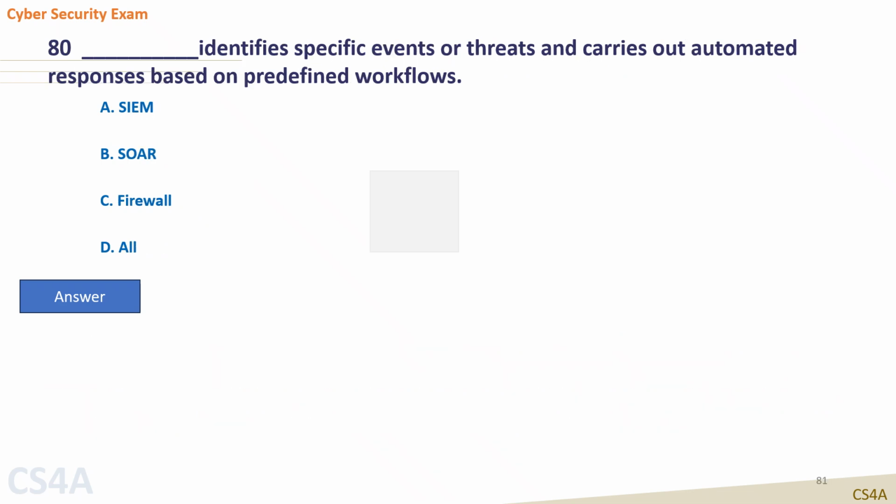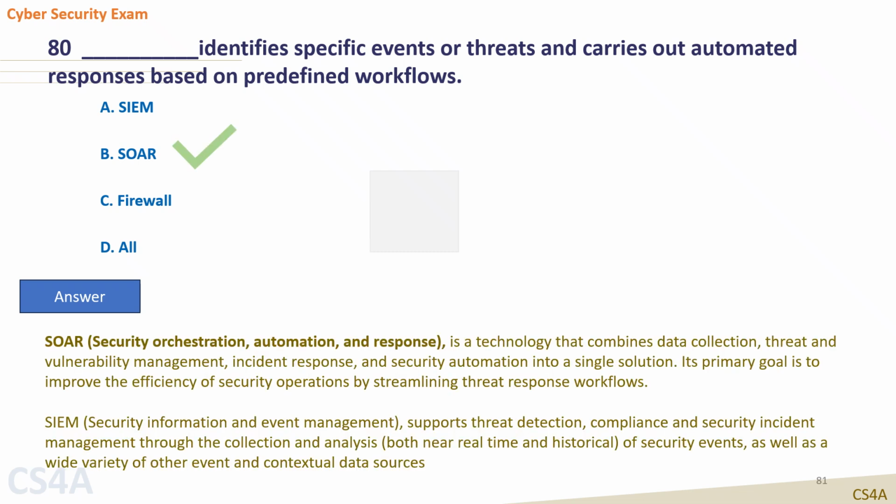So here the question is, what identifies specific events or threats and carries out automated responses based on predefined workflows? SIEM, SOAR, firewall, and all. So option B is the correct one. Because the Security Orchestration, Automation and Response tool combines data collection, threat and vulnerability management, incident response, and security automation. But what is SIEM? SIEM is Security Information and Event Management. It just does threat detection, compliance and security incident management through a collection of analysis. It won't do the automated responses.